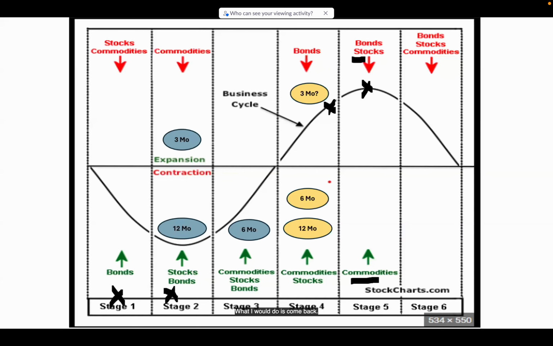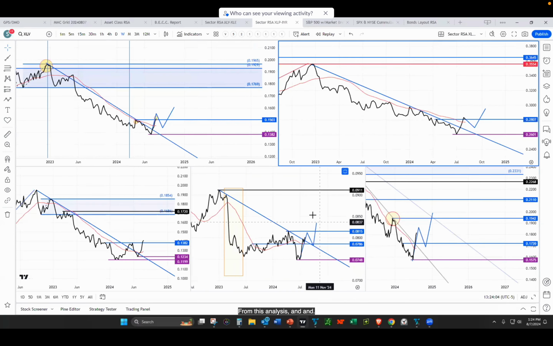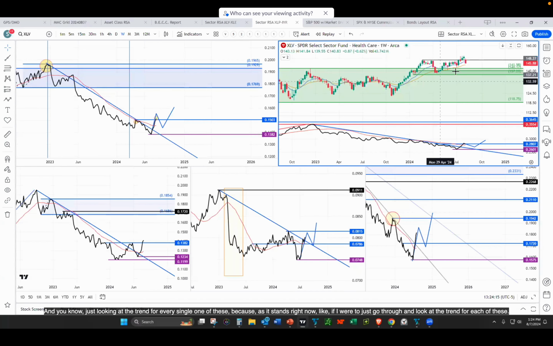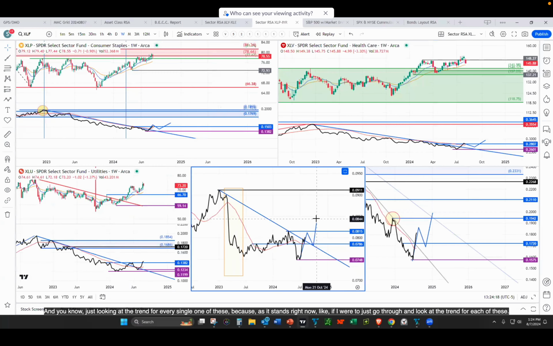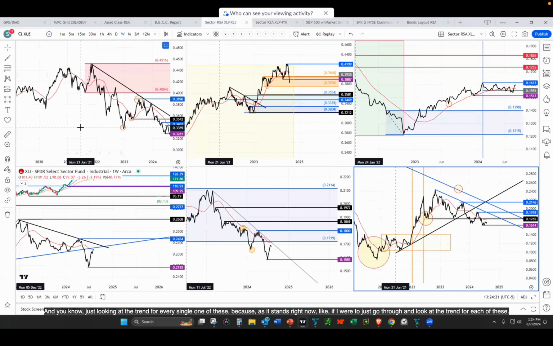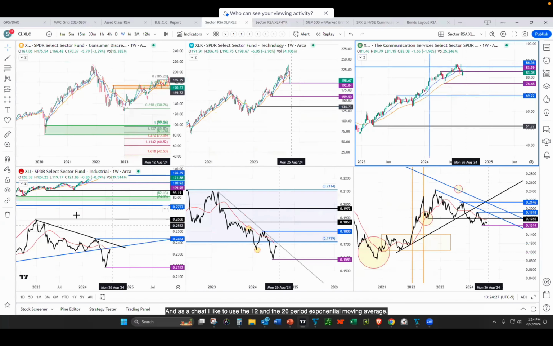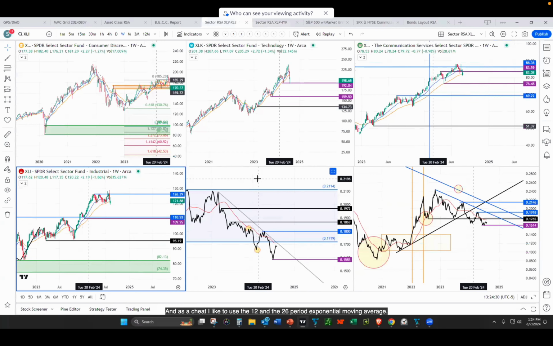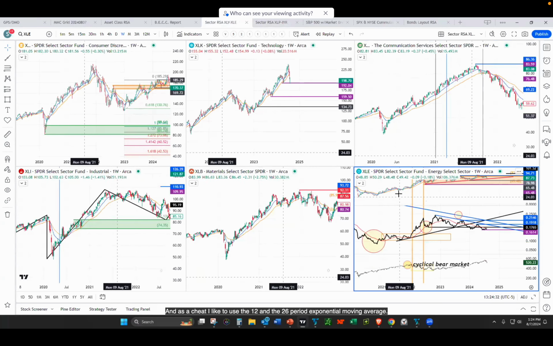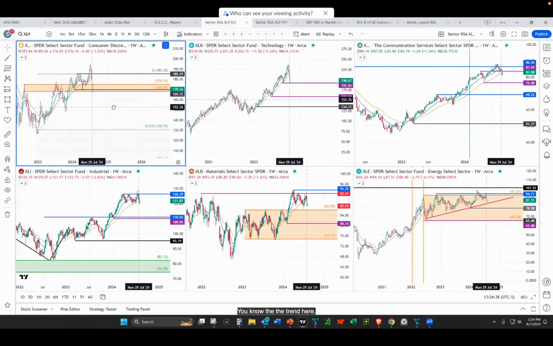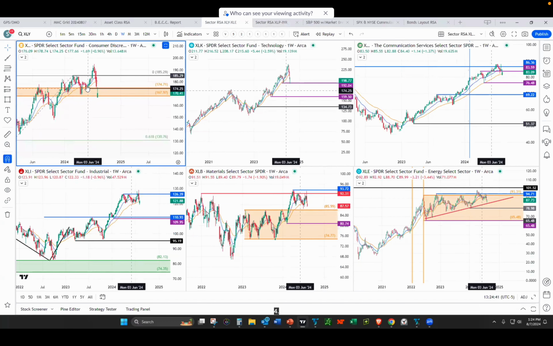So from here, what I would do is come back from this analysis and I always do the abridged version on these. I think I did like a full version a couple of months ago. I want to say back in June. And just looking at the trend for every single one of these, because as it stands right now, like if I were to just go through and look at the trend for each of these, okay. And as a cheat, I like to use the 12 and the 26 period exponential moving average. Okay.